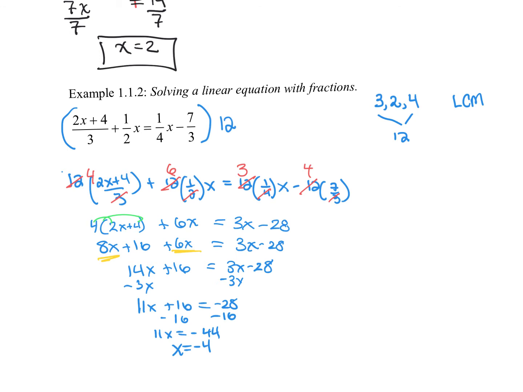Remember, you can go back and take that negative 4 and plug it into the original equation and make sure that one side does truly get the same number as the other side, because the two sides are supposed to be equal.